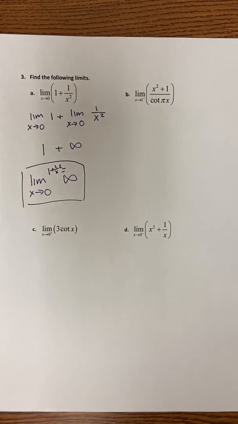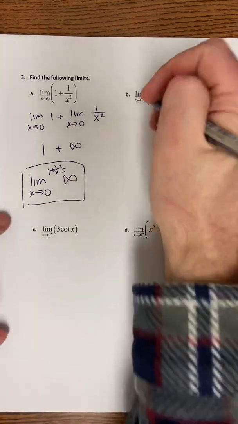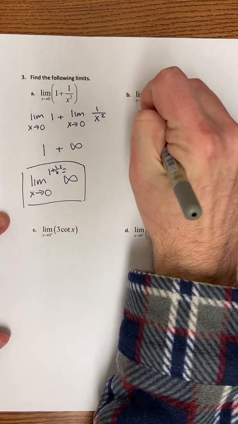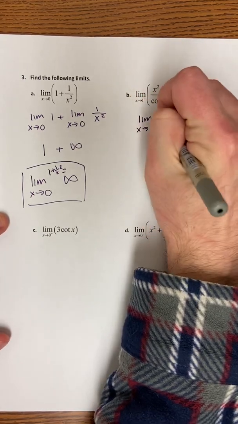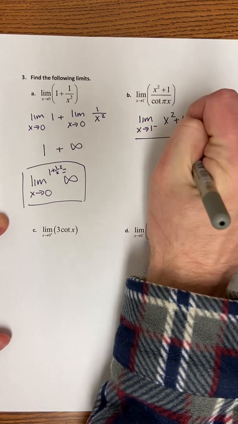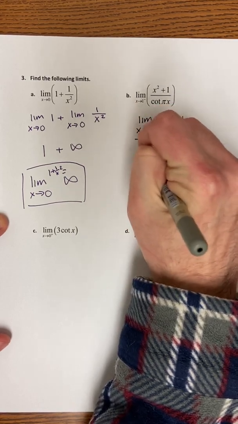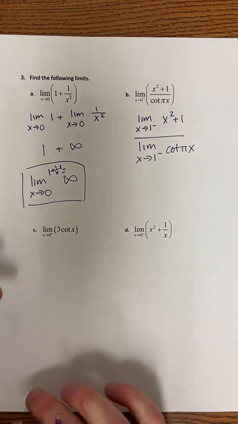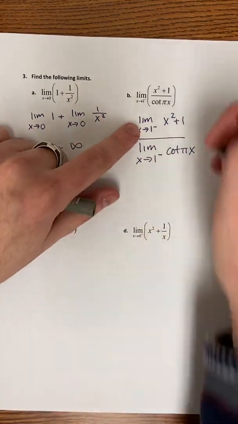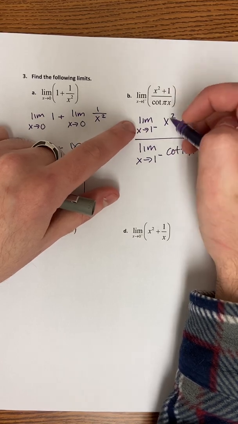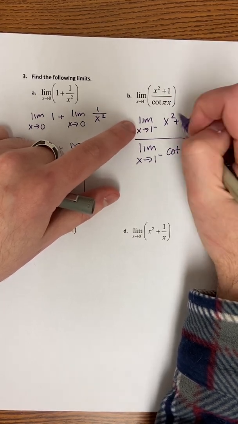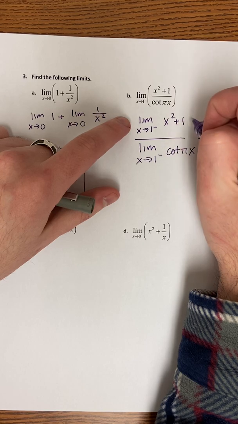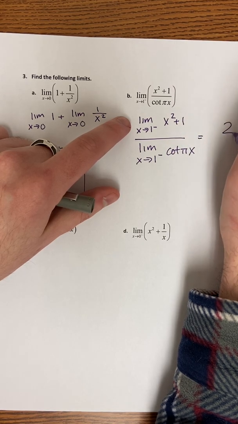What about something like the limit as x approaches 1 from the left of x squared plus 1 over the cotangent of pi x? That means, again, I'm dividing. I can take the limit as x approaches 1 from the left of x squared plus 1 and divide it by the limit as x approaches 1 from the left of the cotangent of pi x. I can just plug in 1 in this case because it's defined at 1, which means this is 1 squared plus 1, which is 2.